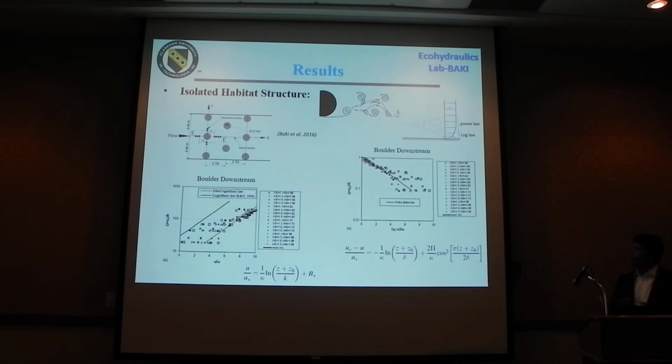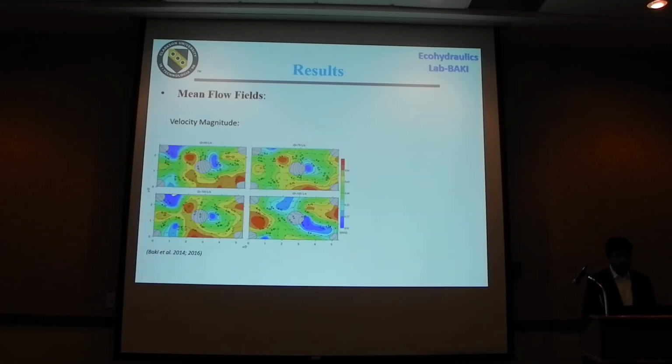And for the outer region, there is one equation that is called the Coles wake law. But that one is not actually appropriate. Then we actually modified this equation and proposed a modified equation to calculate the velocity profile at the outer layer. In a similar way, as an integrated structure, we also investigated the mean flow characteristics.